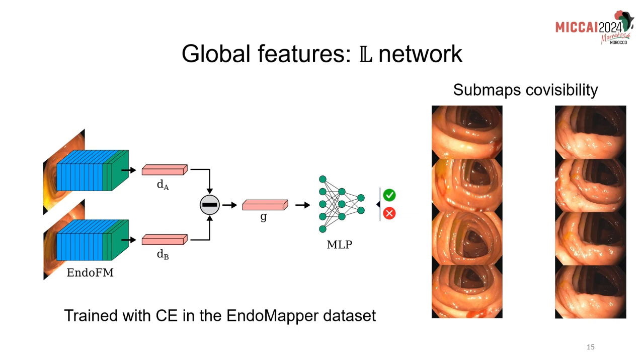This network is trained with the cross-entropy loss on the EndoMapper dataset, and we use it to find covisibility between submaps. For this, we compare exhaustively each keyframe in one submap to the other, and finally we get an aggregated score that helps us decide if these two submaps are from the same place or not.